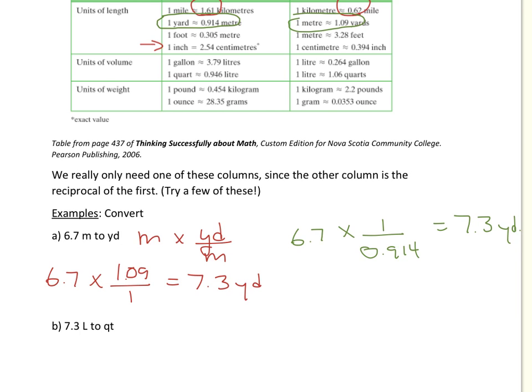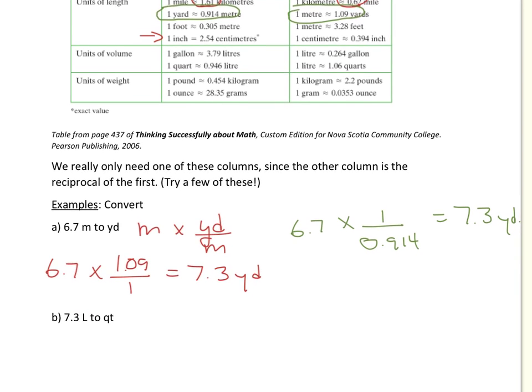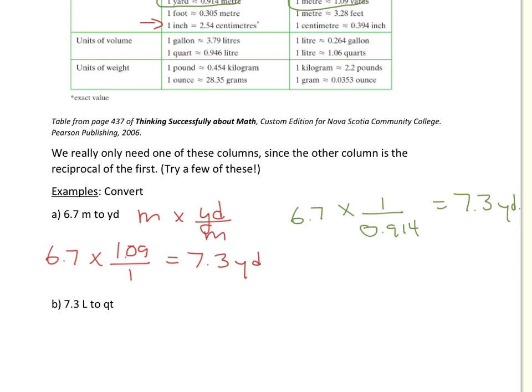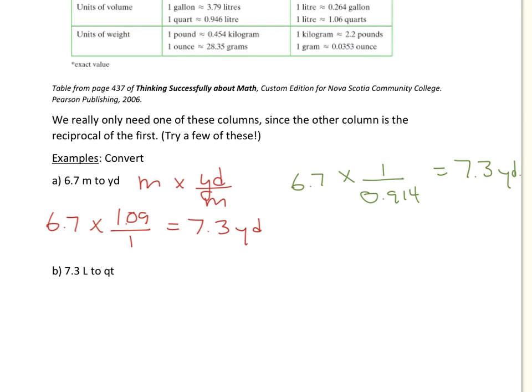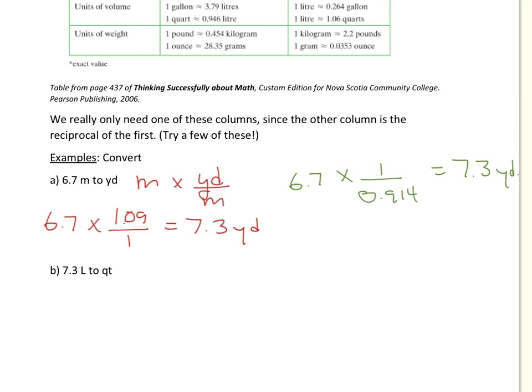All right, let's move on to question B. 7.3 liters to quarts. So that's from our units of volume. So we'll take our liters and we'll multiply by quarts per liter. So we'll do 7.3 times 1.06 over 1, and we end up with 7.7 quarts.